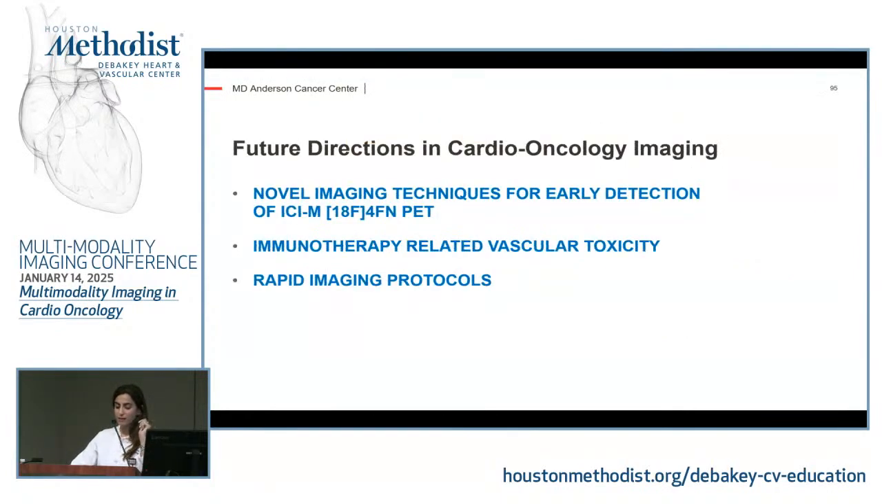So this is all I have for today. These are the areas that I'm working on. I'm dedicating a lot of research to novel imaging techniques in conjunction with the nuclear department, where we have a locally grown radiotracer that we're trying to target this immune checkpoint inhibitor myocarditis to see if we can recognize them early. And vascular toxicity and immunotherapy is a new frontier that we're having to deal with.